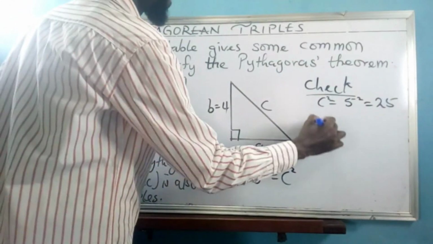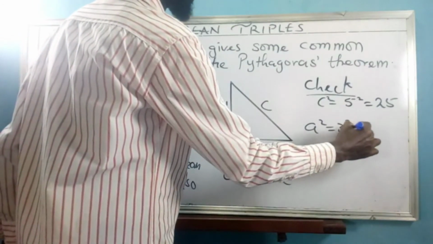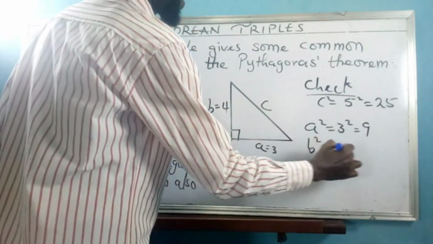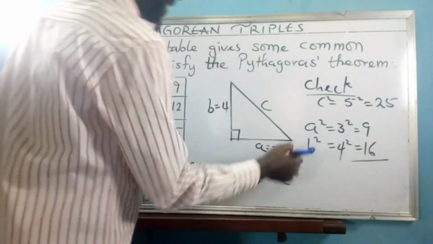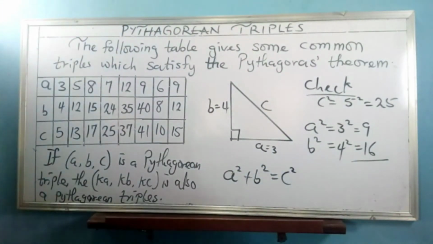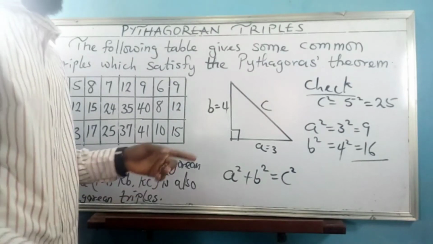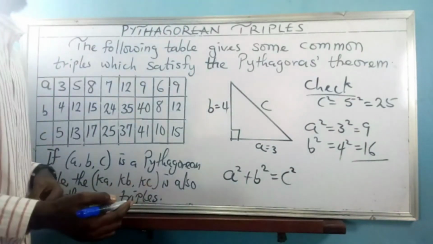So we have A squared. What's our A? 3. 3 squared is what? That is 9. B squared, that is 4 squared. 4 squared is equal to what? 16. Then the addition of the two must equal the square of the hypotenuse. So let's add it together. 9 plus 16 is what?